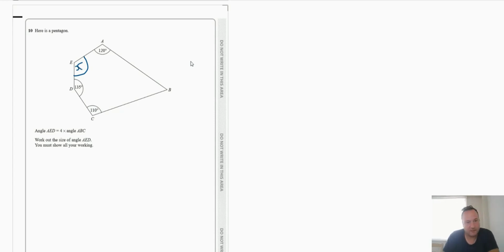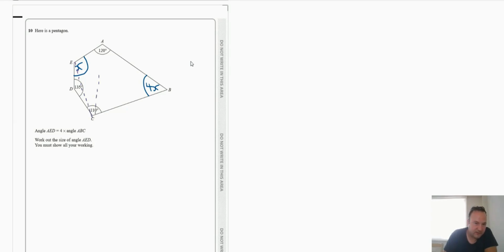Let's suppose this was x. Then if angle ABC, which is this angle over here, is 4 times greater than AED, we can represent ABC to be 4x, like this. Work out the size of angle AED. So what we can do next, guys, is recognise that we need to work out the total interior angles now. And we can see, we can work this out by finding out how many triangles fit into this pentagon.